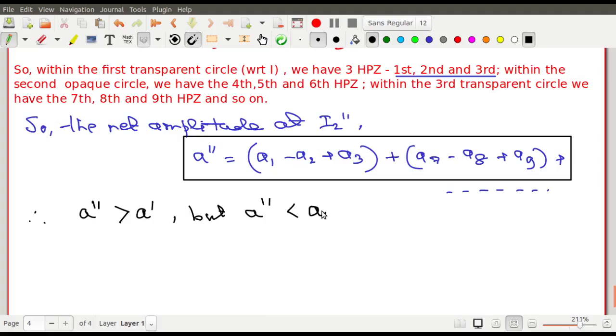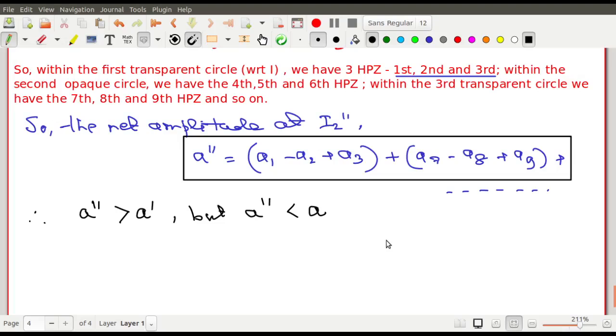Right? A double dashed will be greater than A dashed, but A double dashed will be less than A. That is very obvious. That must be so. That is very obvious over here. Understood properly? I hope that you are getting it. Surely you can understand. So you are getting all the ideas over here.